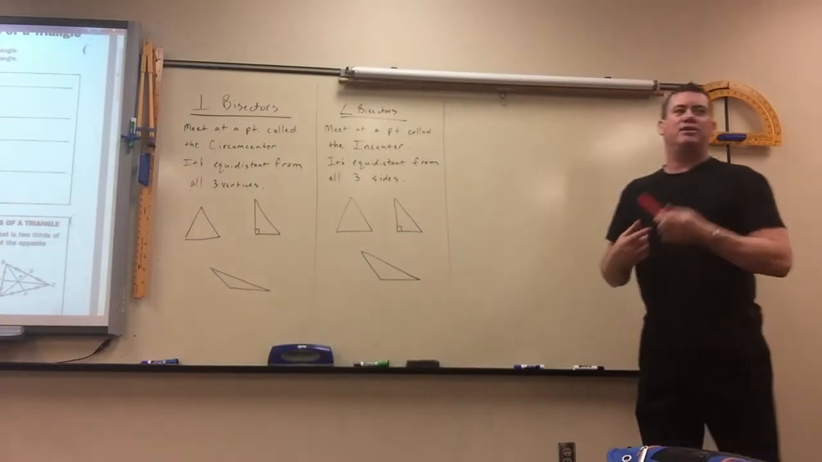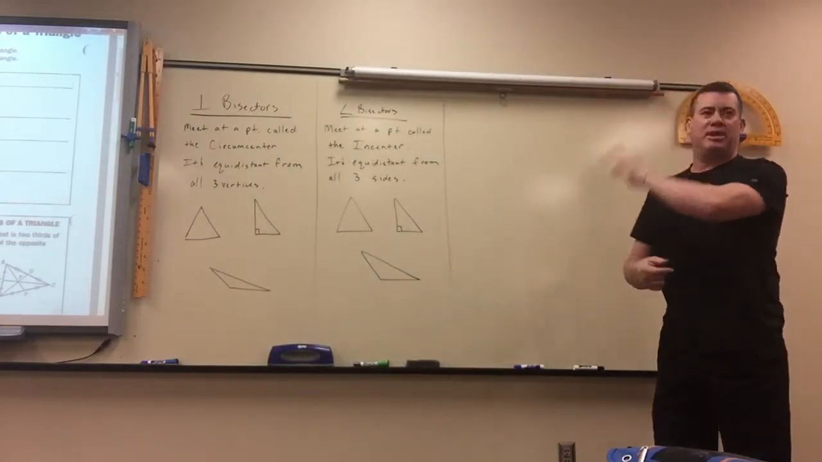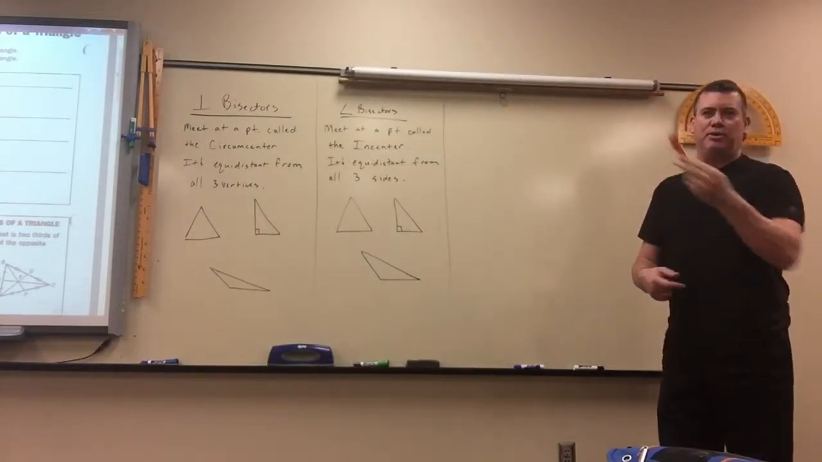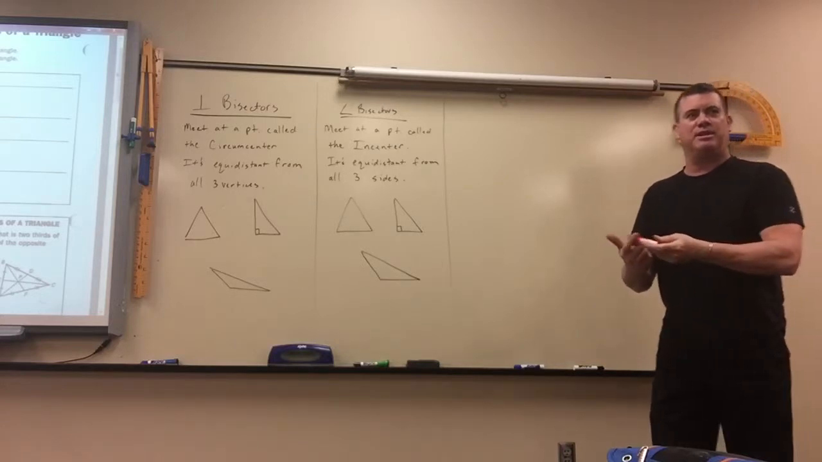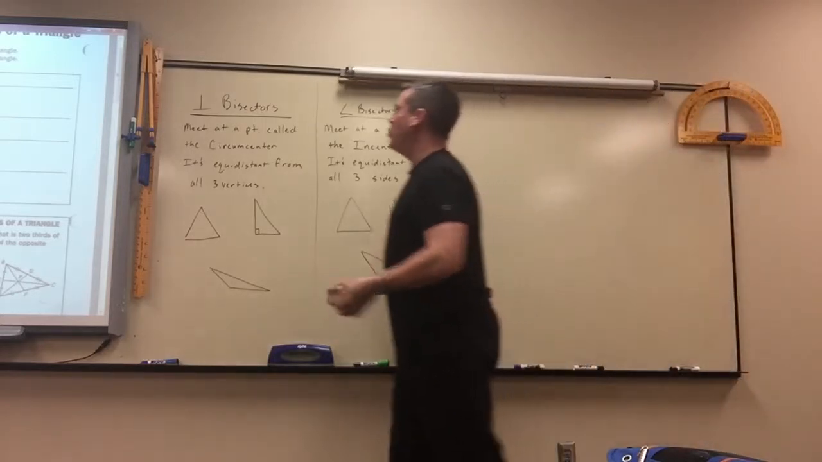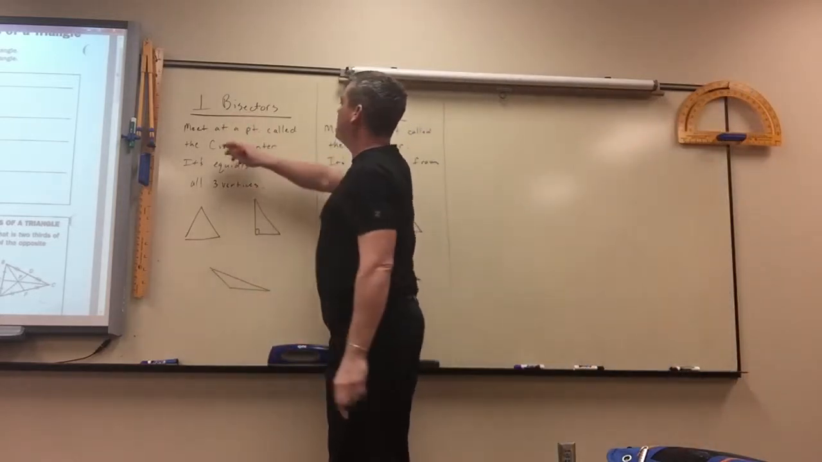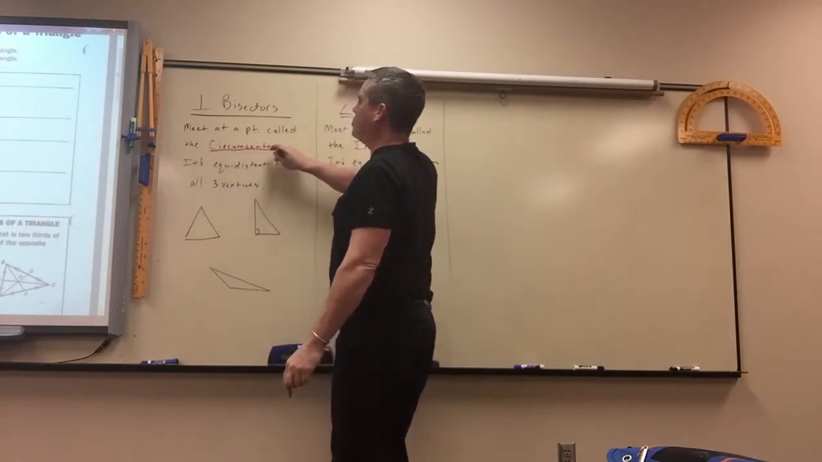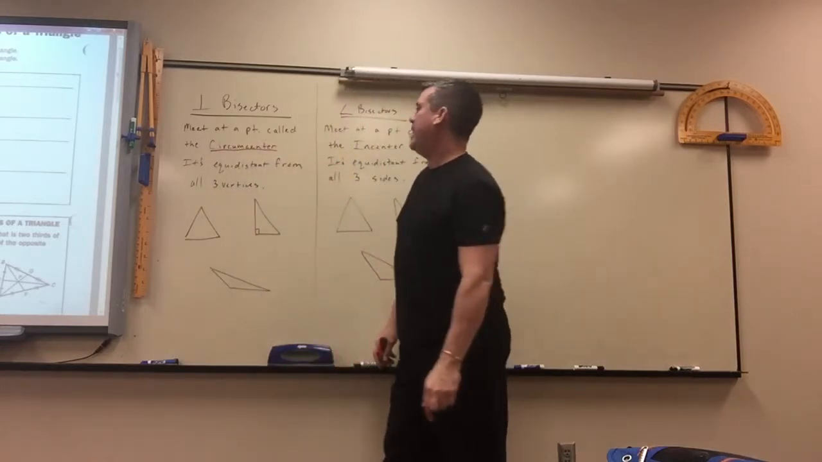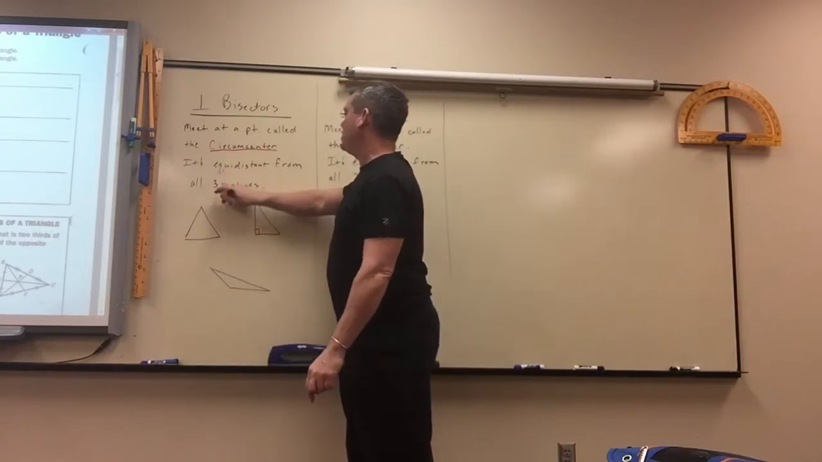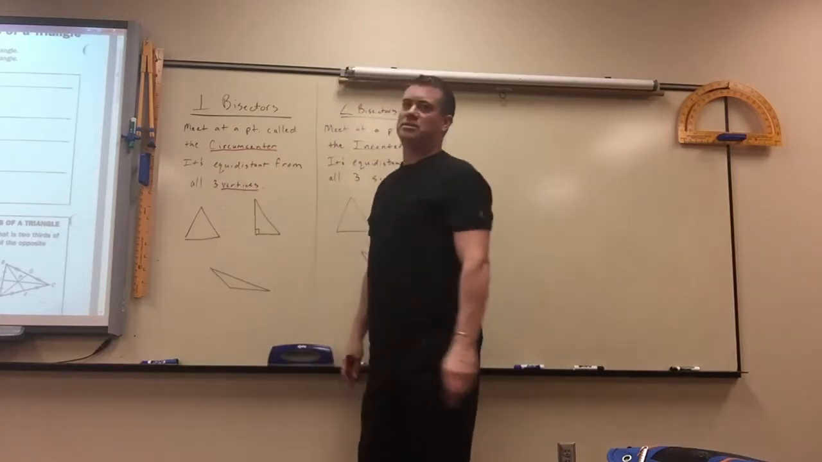We have gone through perpendicular bisectors and angle bisectors, and we're going to do two more that are similar to this today. So what you need to know is that the perpendicular bisectors meet at a point called the circumcenter, and that point is equidistant from all three vertices.